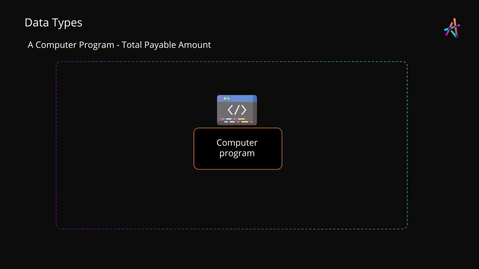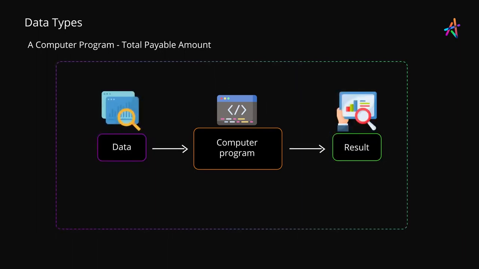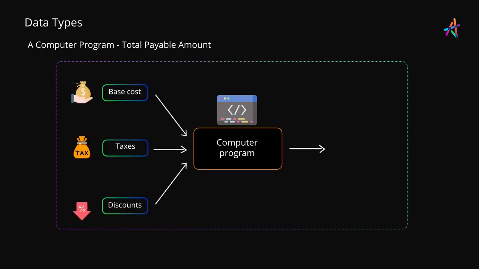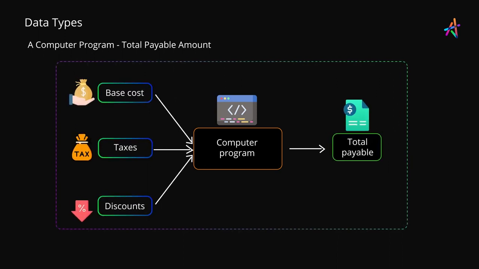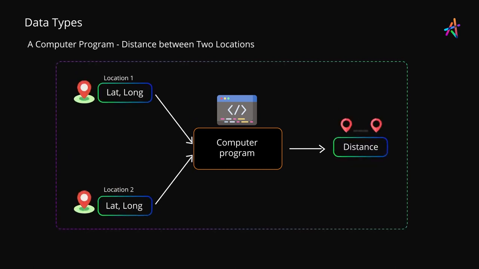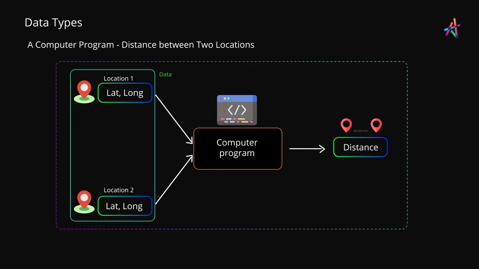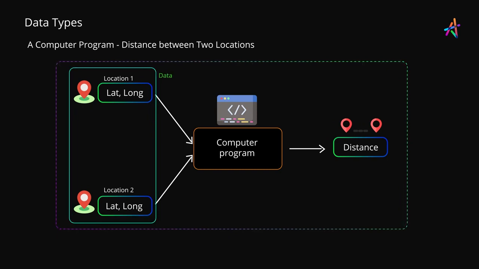Computer programs, in their fundamental sense, accept data for processing and return a result. For instance, a program to compute the total payable cost of a product based on taxes and discounts, or a program to compute the distance between 2 points on the map, and so on. In each of these cases, the program needs data to be able to produce results.